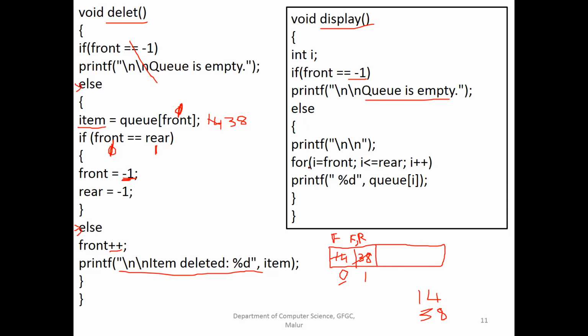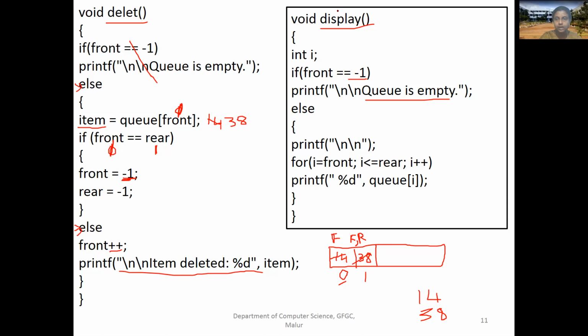Otherwise, we need to use a for loop. From the front value till the rear value, it will print the Q continuously using the for loop and display. So this is how our queue program will work using the array concept. We will execute the same program in our software and observe how the output looks.